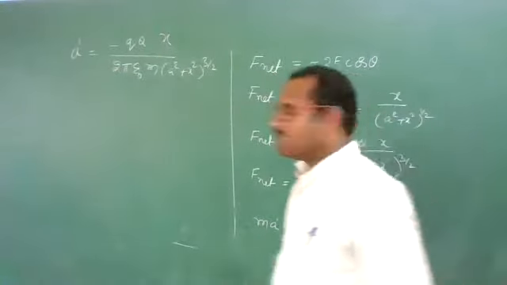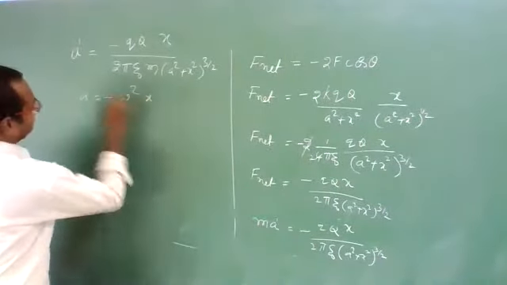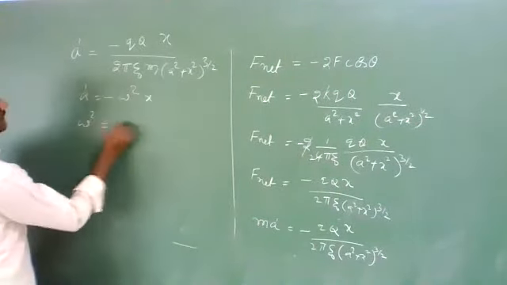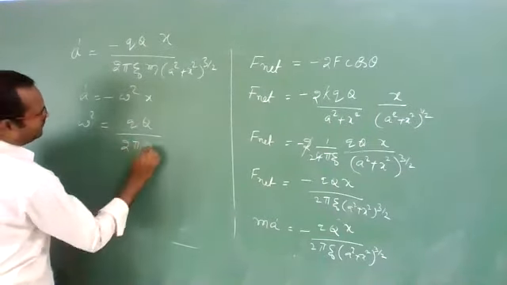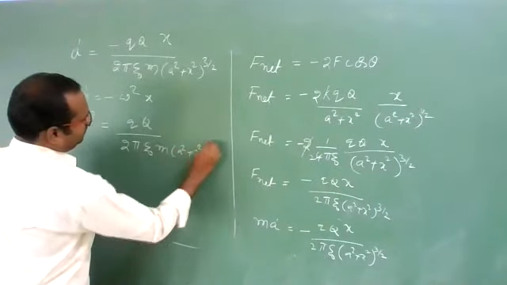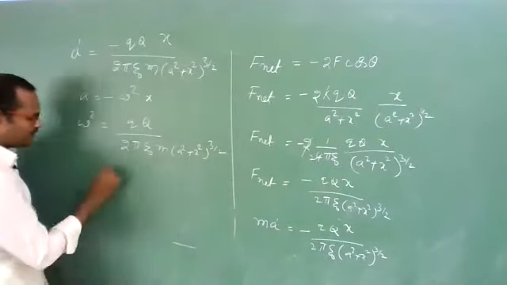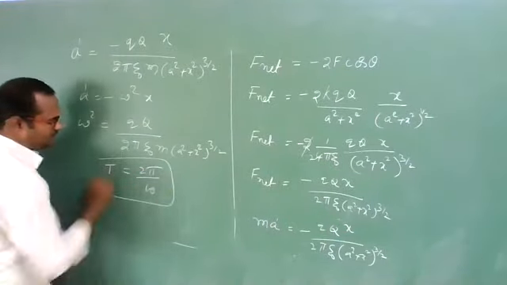Okay, students? Now it is in the form of A is equal to minus omega square X. Here omega square value is QQ by 2 pi epsilon naught M into (A square plus X square) whole power 3 by 2. Once you get omega, you can find the time period by this formula. Finished.